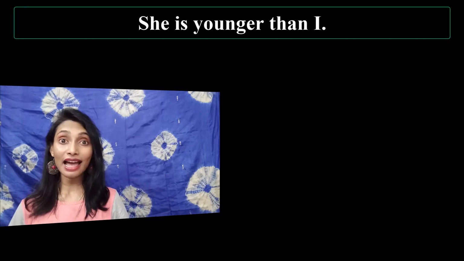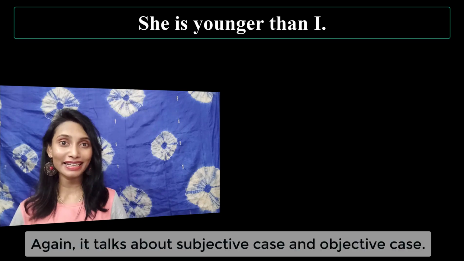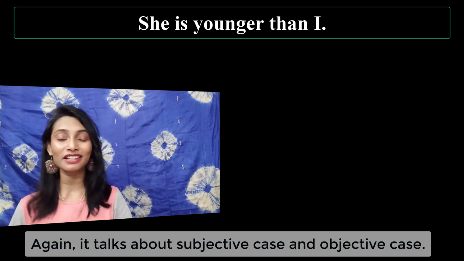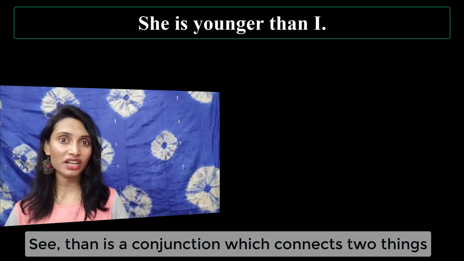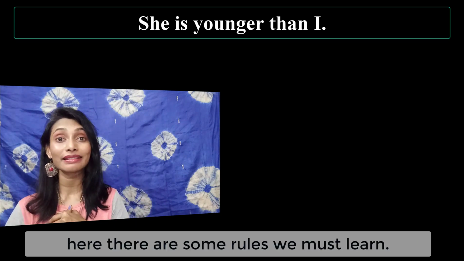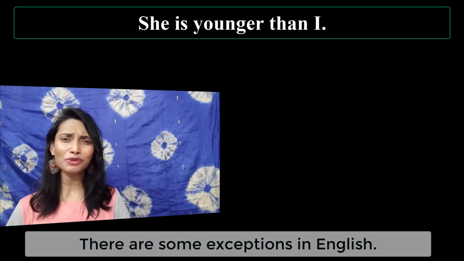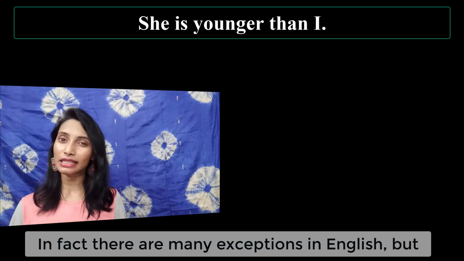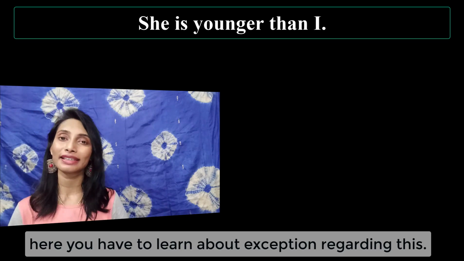She is younger than I. What is the error? Again, it talks about subject case and object case. See, "than" is a conjunction which connects two things which are in subject case or object case. But guys, here there are some rules we must learn. There are some exceptions in English. In fact, there are many exceptions in English, but here you have to learn about one exception regarding this.